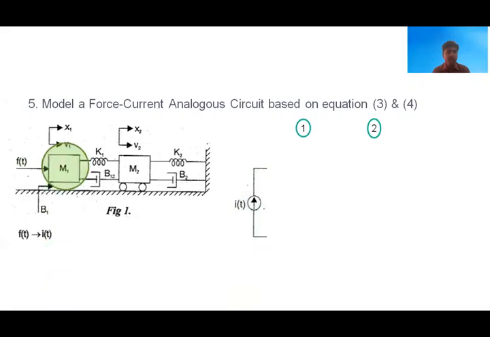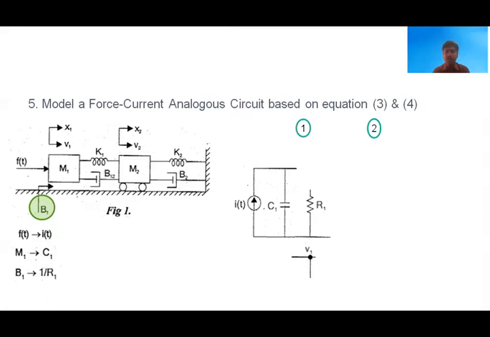Second parameter is M1, analogous parameter is C1, so connect a capacitor in parallel with the current source. Observe the difference. In force voltage analysis, we used to connect the components in series, but in force current analysis, we have to connect the components in parallel. Therefore, the node should be common. The third element is B1, analogous parameter is 1 by R1, so connect a resistor in parallel to this.